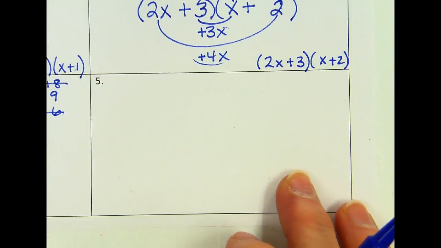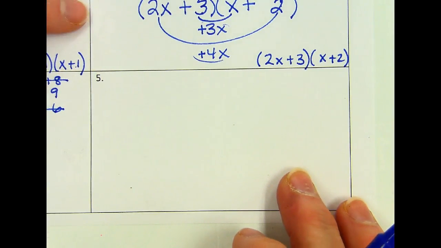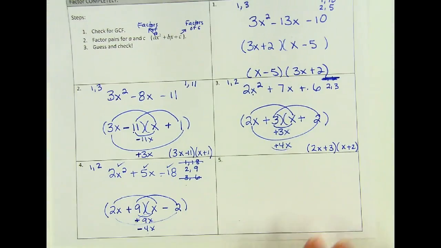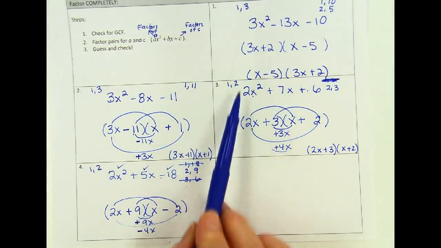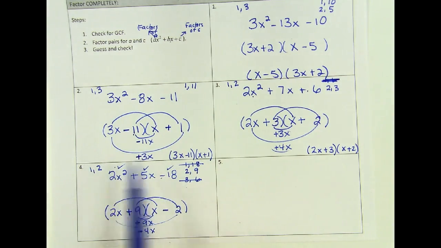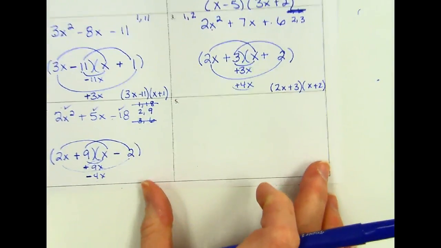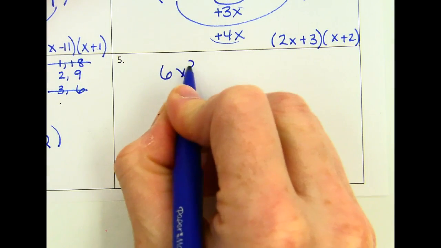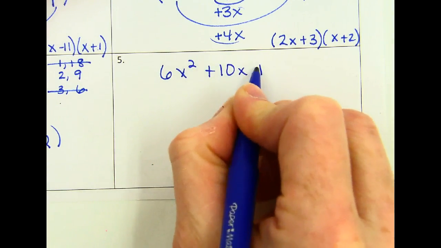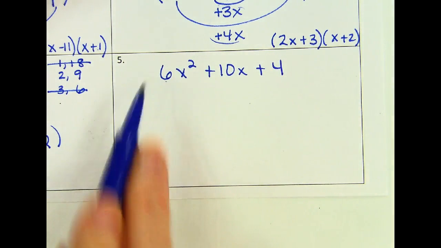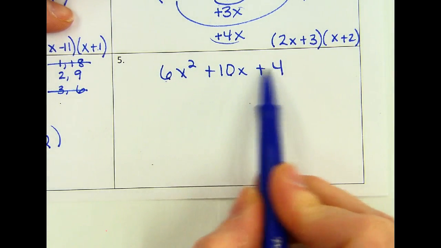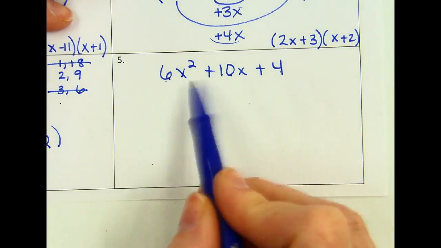Now, last one is number 5. And this one is going to be a little different. If you notice, all the problems so far have had prime numbers for a. So question 5 is going to be different. So this one is 6x squared plus 10x plus 4. You will notice 6 is not a prime number, but you should also notice something else. 6, 10, and 4 all have a greatest common factor.